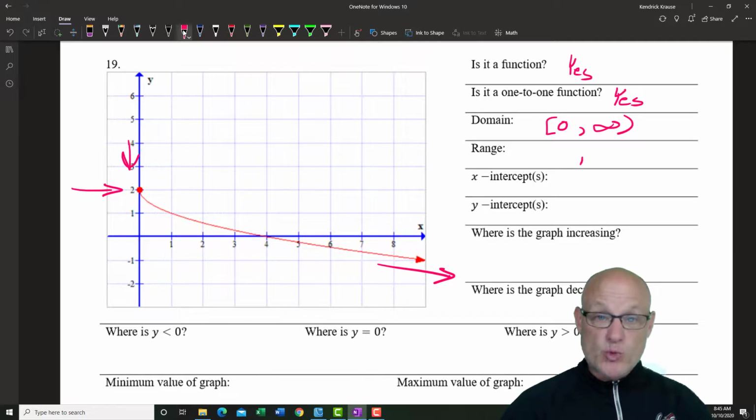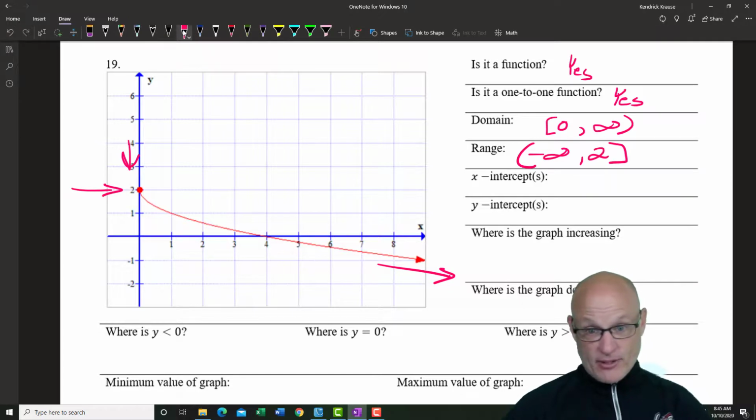Remember, when you do range, lowest goes on left, highest goes on right. Please, never put negative infinity on the right. It's just kind of embarrassing. Don't worry, we all do it once in a while. The x-intercept is right here at 4. The y-intercept is right here at 2.